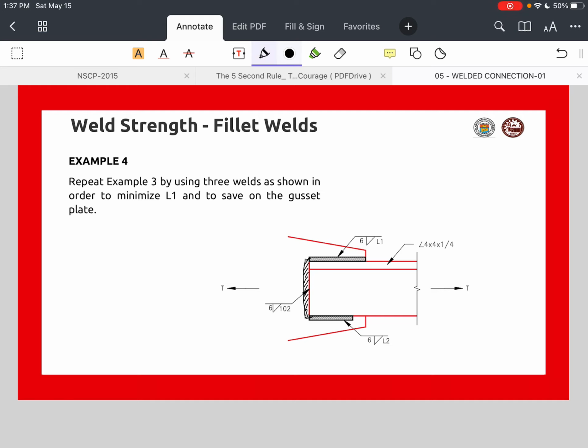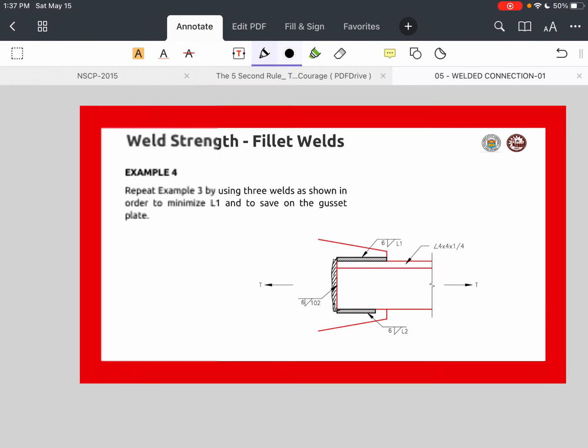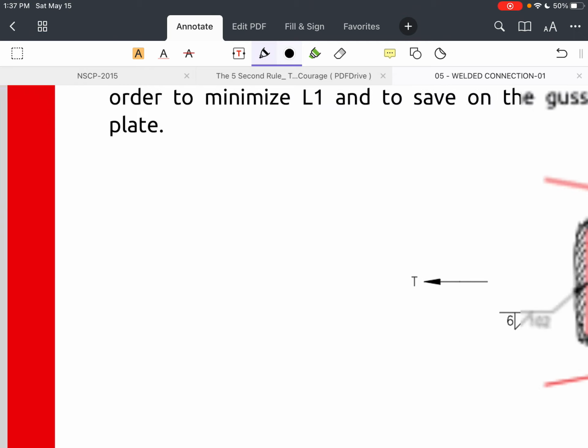Bakit nga ba tayo gumagamit ng gusset plate? Okay, para saan ba yung gusset plate na sinasabi natin? Or yung kanina pa natin kinukompute, di ba? So, one of the reasons to use gusset plate is to provide a place for the weld, okay? Halimbawa, you have your truss. Drawing ko lang. You have a truss here.